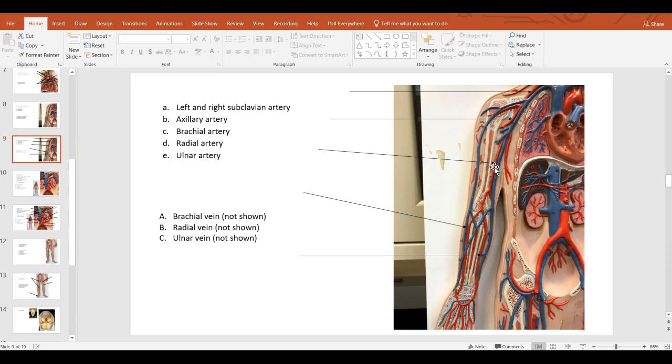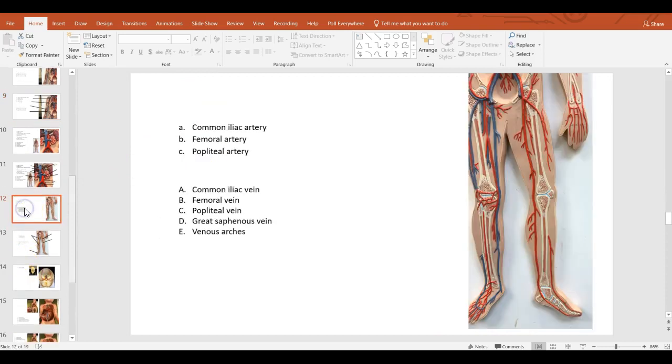So for instance, if we asked about the arm, we would ask about blood flow from proximal to distal in the different arteries, because that's the direction of blood flow. So you would need to know that it starts with the subclavian artery, then the axillary, brachial, and then that's going to branch into radial or ulnar. So for the arm, be able to put these in that order or know this order.